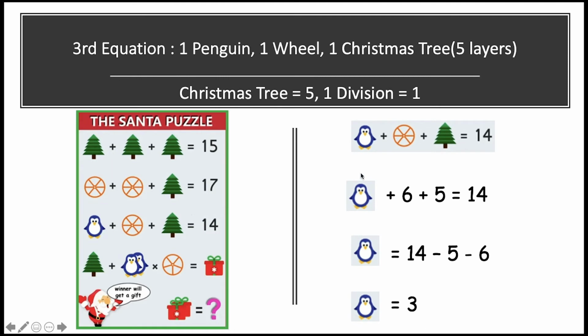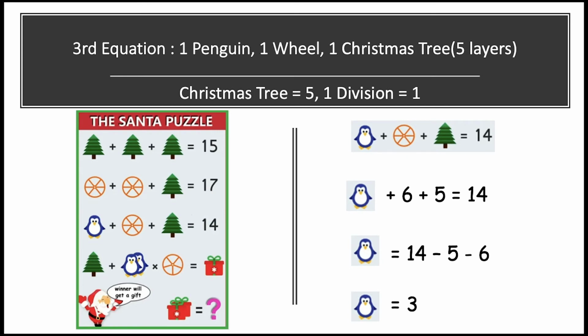In the third equation, we have 1 penguin, 1 wheel which has 6 divisions and 1 Christmas tree which has 5 layers, and whose sum is equal to 14. Now putting the value of the wheel and Christmas tree into the equation and solving for the value of penguin. Penguin plus 6 divisions of wheel, if 1 division is equal to 1, so 6 divisions would be equal to 6. Penguin plus 6 plus 5 is equal to 14. So penguin will be equal to 14 minus 5 minus 6. So penguin is equal to 3. So this is the end of our third equation.